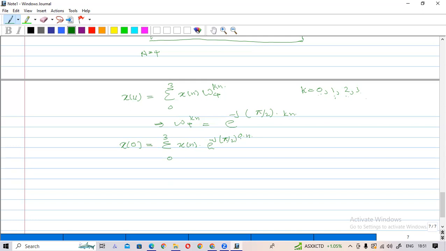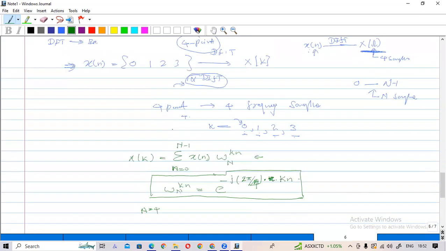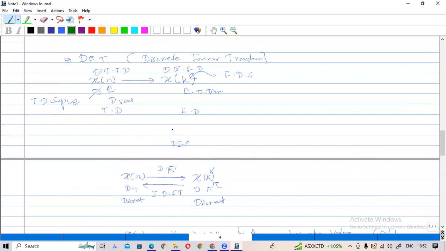Okay, so this is multiplied by 0, which means e to the power 0, so you will have only 1. Now capital X0 is equal to the sum from 0 to 3 of xn. So 0 to 3, and you have to consider only the plus sample.